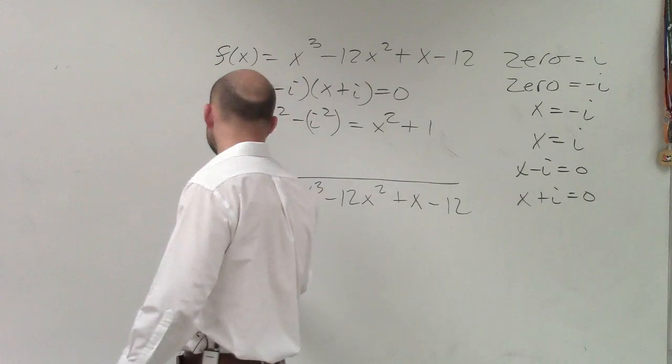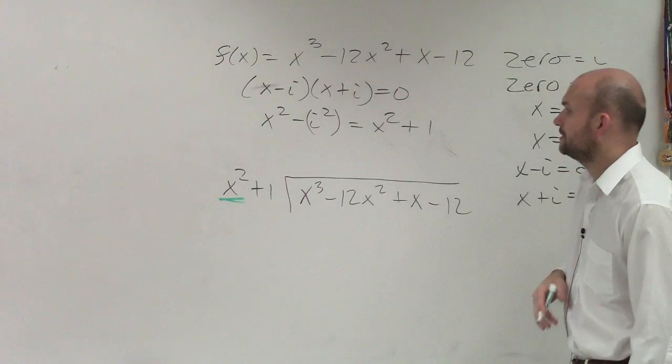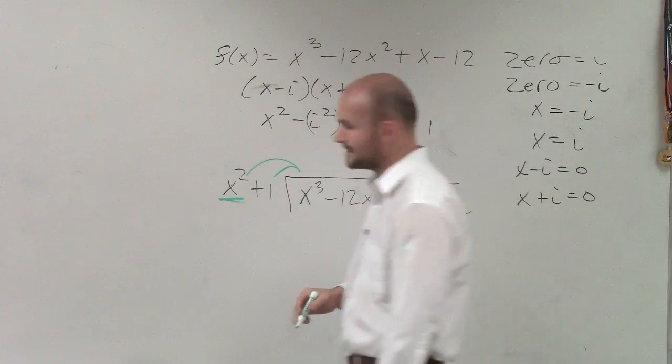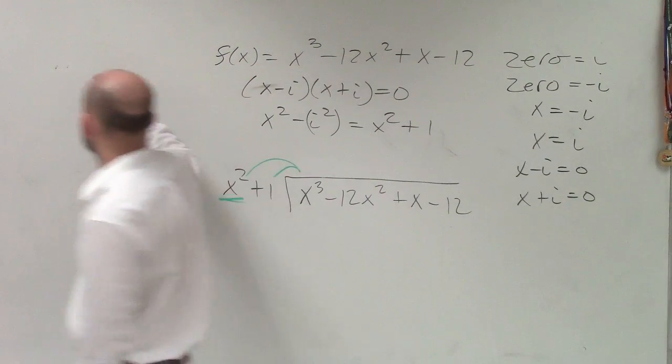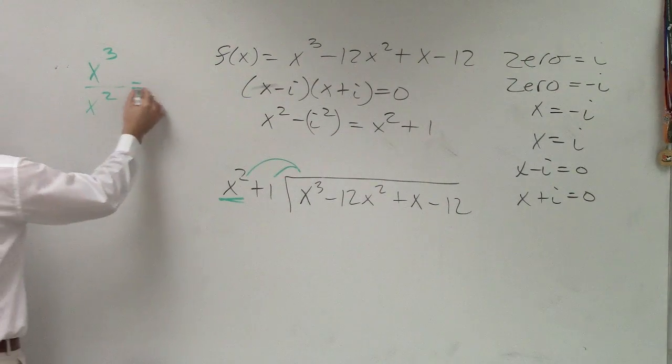When applying long division, we're only going to use the first term of our divisor. Make sure it's in descending order. All right, and that's what we're going to divide into. And then we make sure we multiply times both terms. So x squared goes into x cubed. It looks like this. How many times does x squared divide into x cubed?